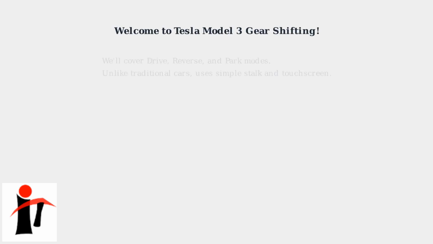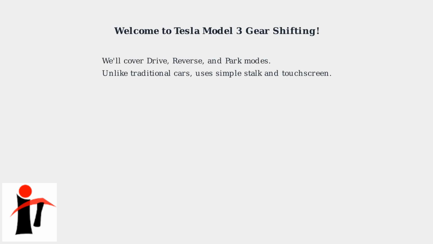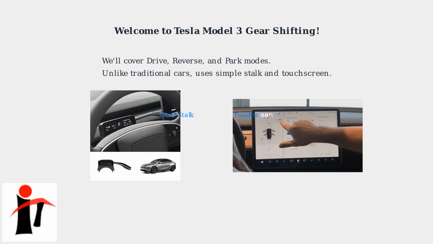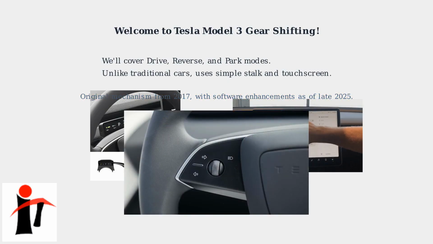Welcome. In this video, we'll cover how to shift gears in a Tesla Model 3, specifically drive, reverse, and park. Unlike traditional cars, the Model 3 uses a simple stalk and touchscreen interface. As of late 2025, the Model 3 retains its original gear shifting mechanism from 2017, with software enhancements improving the user experience. We'll show you exactly how it works, step by step.